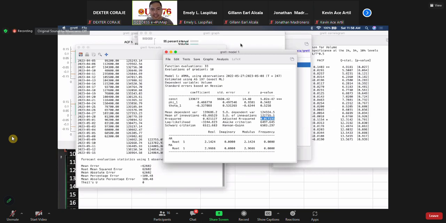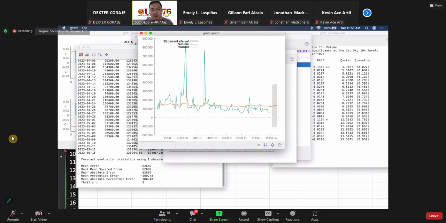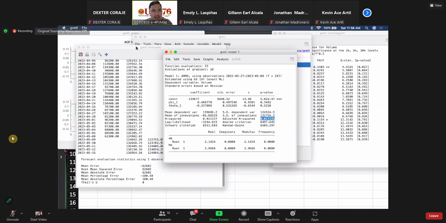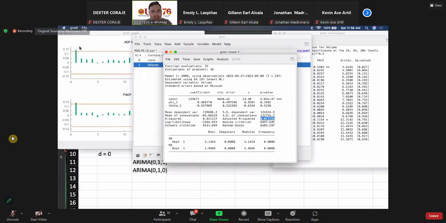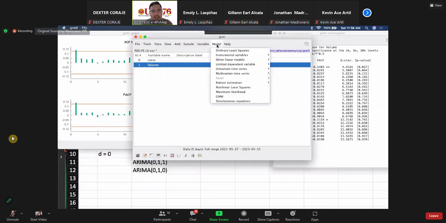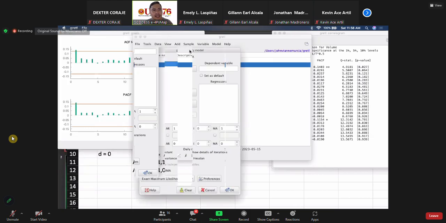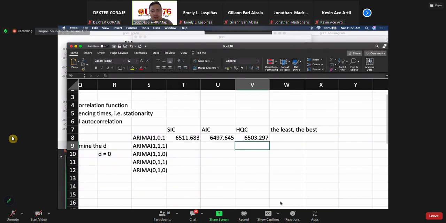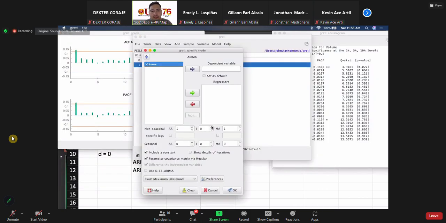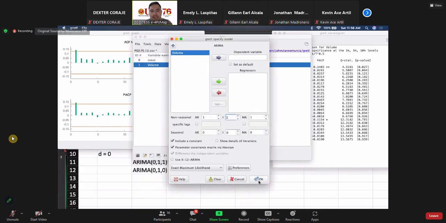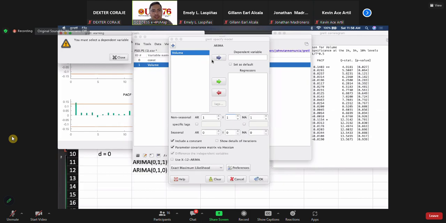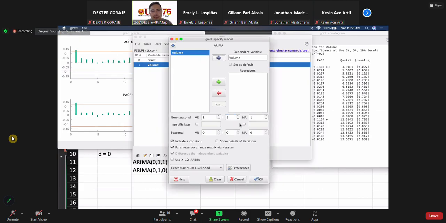Remember, nag-forecasting pa ganina, nakaderive ka nga forecast using ARIMA 101. What about if we're going to establish another ARIMA? So let's go to model, and then univariate time series, ARIMA, and then we'll follow the second model, 111. Okay, ARIMA 111. And then click OK. You must select a dependent variable. So, select natin si volume, click.